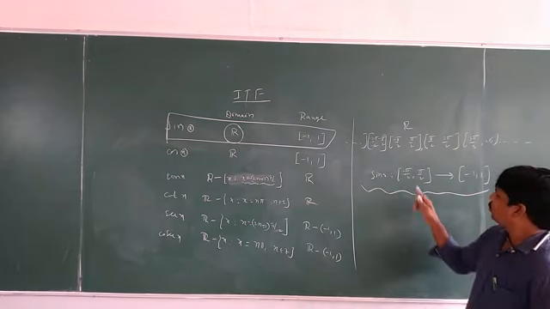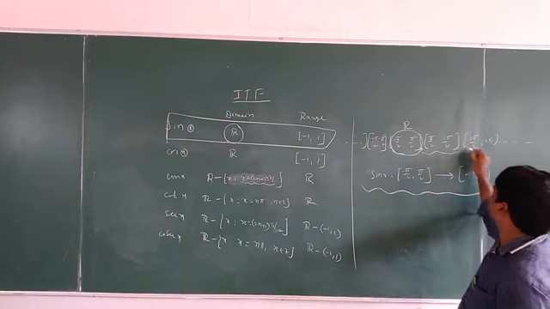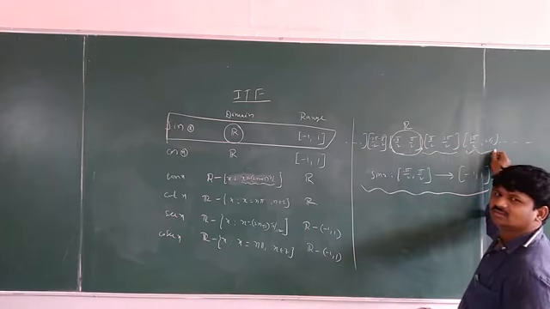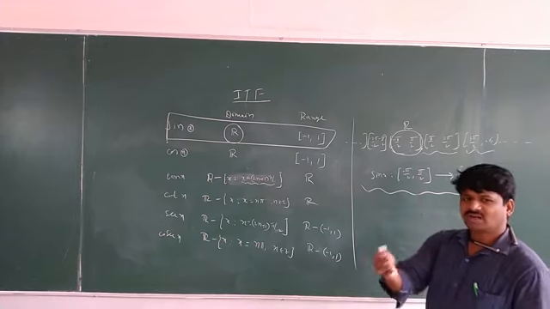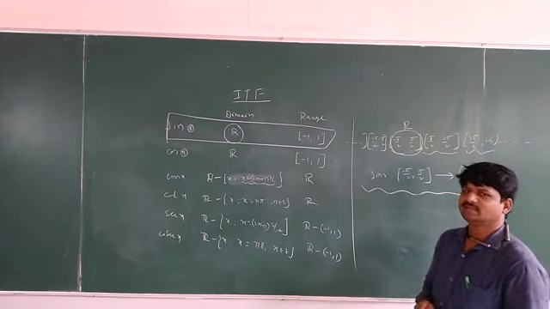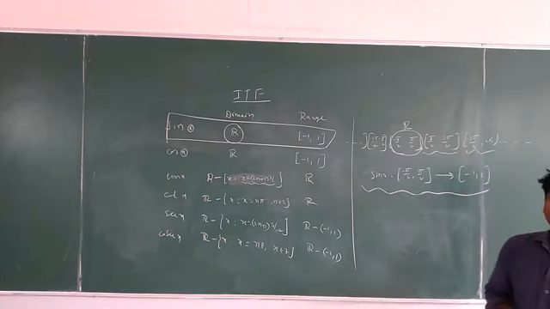So why are we taking this interval only? Why are we not taking another interval? You can take any interval, no problem. But for our convenience, to remember easily, I am taking closed minus pi by 2 comma pi by 2.